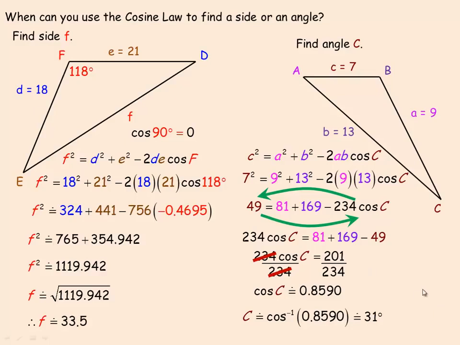So to recap, to use the cosine law to find a side, you need to know the other two sides and the angle between them. To use the cosine law to find an angle, that's when you have to know all of the sides, and then you can use it to find any angle. In fact, I could have just as easily found angle B or angle A here. I would just write another version of the cosine law.